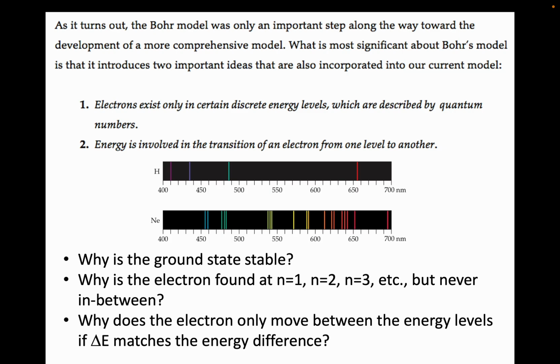Another question, why could the electron be found at n equals 1, n equals 2, n equals 3, but never in between? How does it move from one to another if it's never found in between? That seems crazy. And why does the electron only move if the energy difference is appropriate? If it's only going to move from n equals 1 to n equals 2 if the energy was the appropriate amount, how would it know it's the appropriate amount if it never made the trip? Those are some ideas that we're going to take up when we move to our more comprehensive model, Schrodinger's model of the atom.